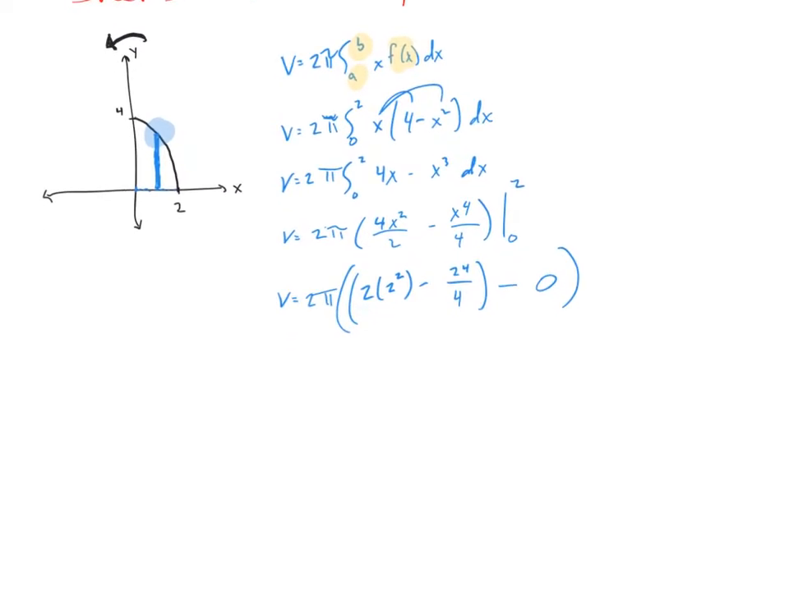Then, when we do the arithmetic here, 2 pi, 2 squared is 4 times 2 is 8. 2 to the fourth is 16 divided by 4 is 4. 8 minus 4 is 4 times 2 pi, 8 pi. Again, use your calculators. You know what to do here. But that represents the volume of that region.